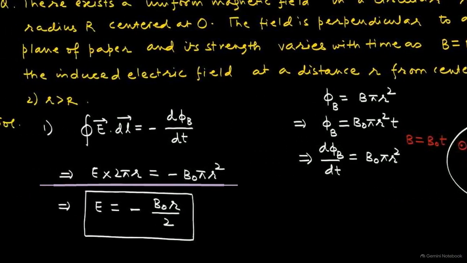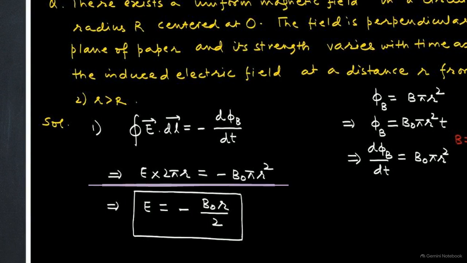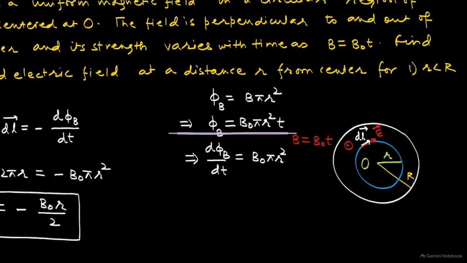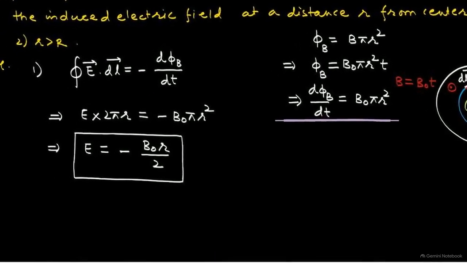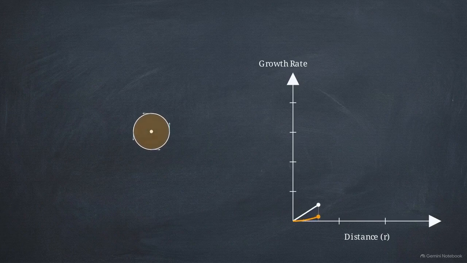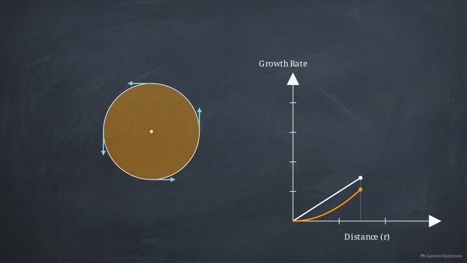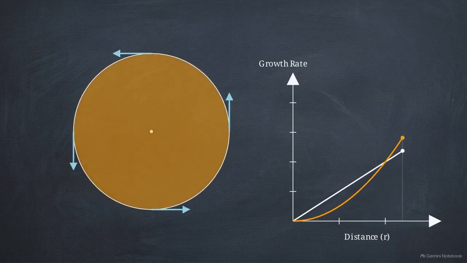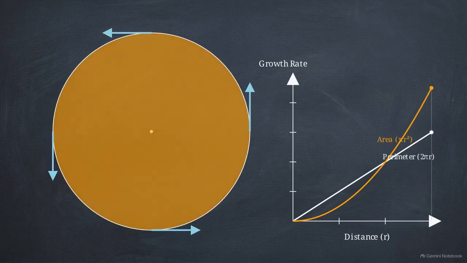The path integral on the left simplifies to electric field E times circumference 2 pi r. On the right, enclosed magnetic flux is B0 pi r squared t. Taking the time derivative removes t. Equating perimeter with this flux derivative solves for E, a field strength of negative B0 times r over 2. Moving outward, the electric field gets steadily stronger. The expanding area of enclosed magnetic energy outpaces the linear growth of the loop's perimeter.